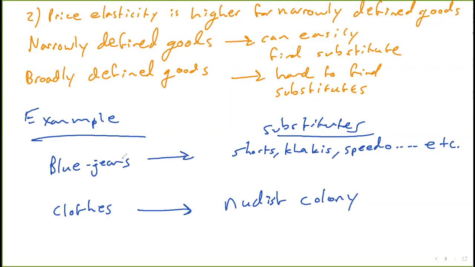So the point is, when there's narrowly defined goods, there's probably other goods that fulfill that same category, and so you can substitute to those, whereas the broad categories encompass most of the things that will fulfill that need, and so there's nothing to substitute away from.